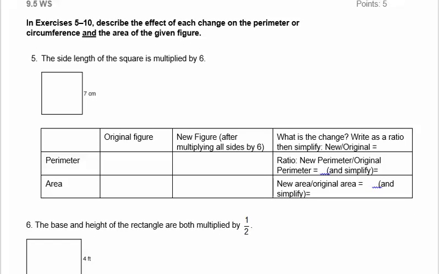So on the next problems, you're going to describe the effect of each change on the perimeter or circumference and on the area. So for each one, you have to describe both ways that it's changed. So there's a table to help you do that.